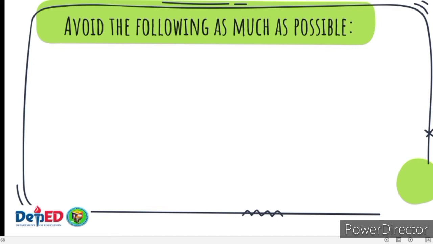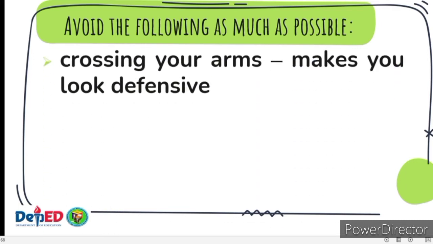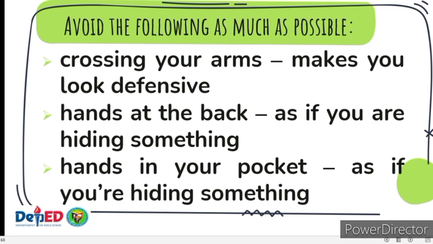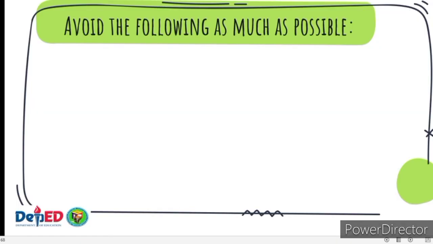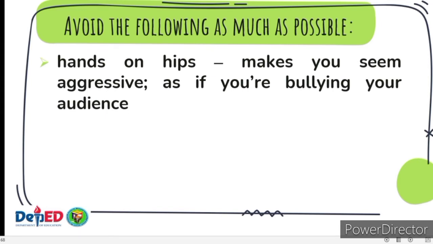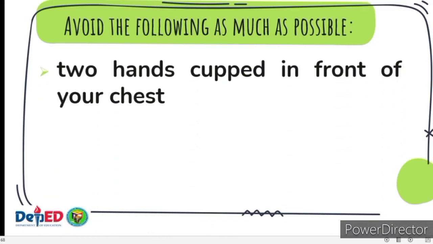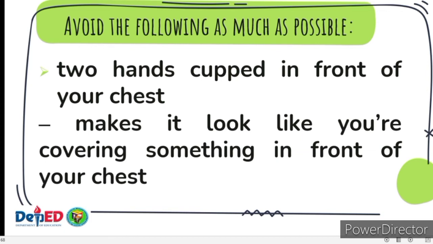Avoid the following as much as possible. Crossing your arms makes you look defensive. Hands at the back as if you are hiding something. Hands in your pocket as if you're hiding something. Hands on hips make you seem aggressive as if you're bullying your audience. Hands on chin as if you're not ready with what you're going to say because it seems you're still thinking of what to say. Two hands cupped in front of your chest makes it look like you're covering something in front of your chest.